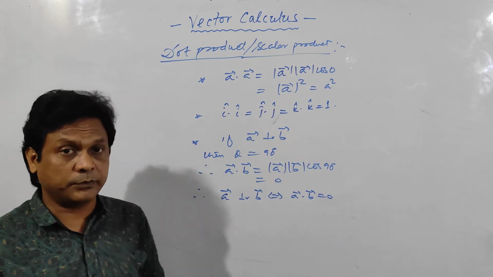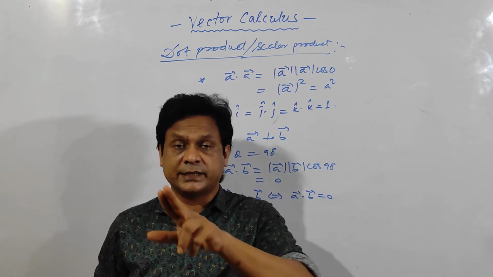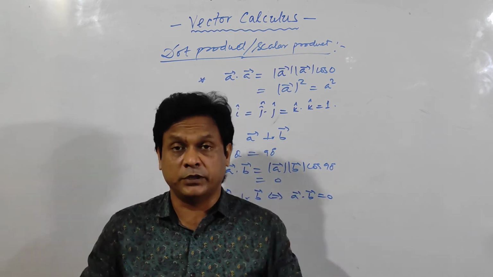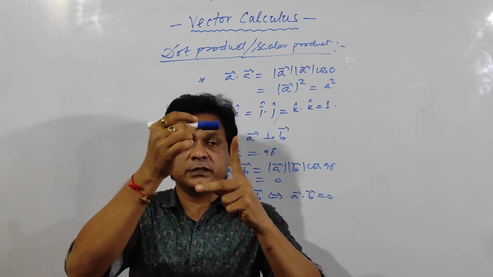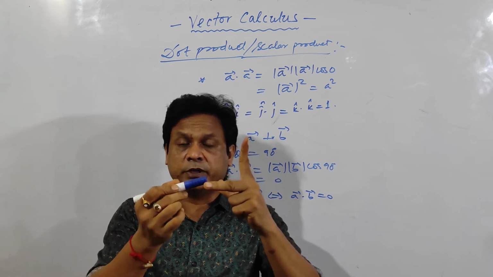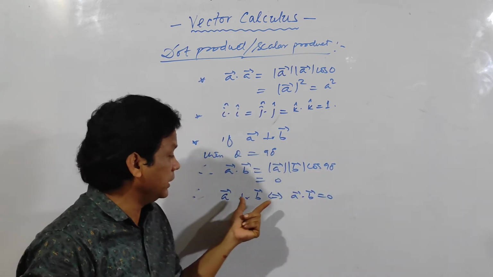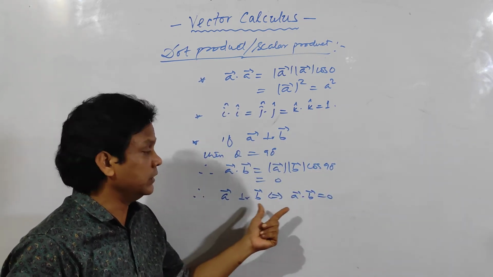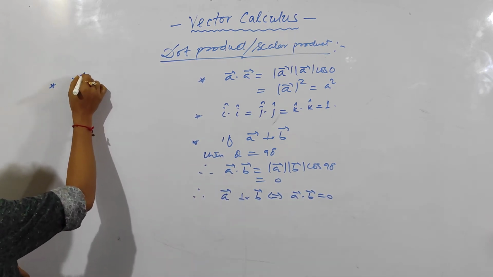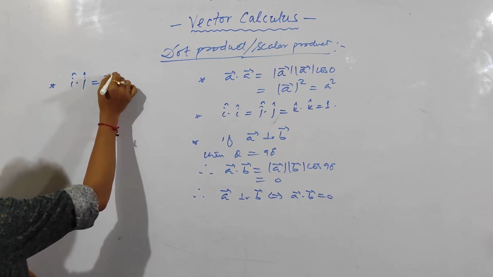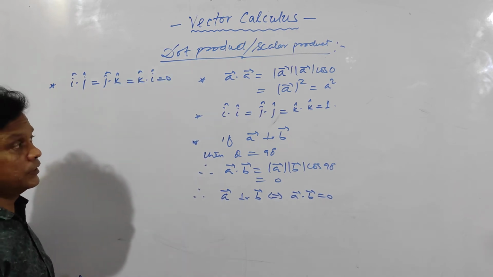Now, what are i cap, j cap, k cap? I have told you they are unit vectors along the x axis, y axis and z axis. And it is already known to you that the x axis, y axis, z axis are mutually perpendicular to each other. What is the meaning of mutually perpendicular? That means the x axis is perpendicular to the y axis, the y axis is perpendicular to the z axis, and the z axis is perpendicular to the x axis. That means i, j, k are mutually perpendicular to each other. And I have already told you, if two vectors are perpendicular, then the dot product is 0. So, according to this property, i dot j is equal to j dot k is equal to k dot i is equal to 0. Clear?